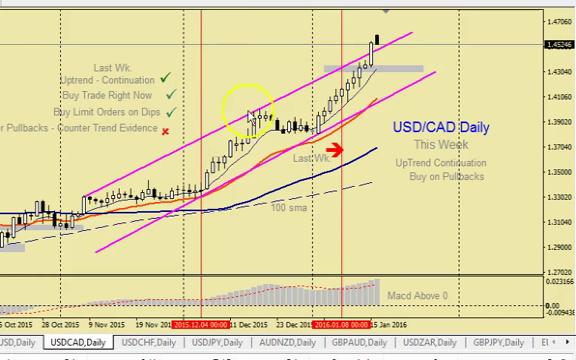Last week, I did mention we were still in an uptrend continuation, and the important message was I said you can buy or take a buy trade right away, and that was last week, or wait for bullish evidence. So we opened up right here with this first candle after the red line. Red line indicates the Friday close. This candle is the Sunday, Monday trading, okay?